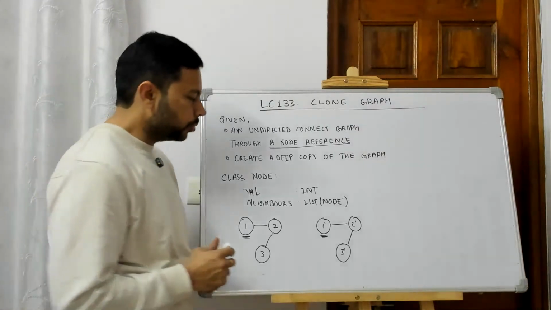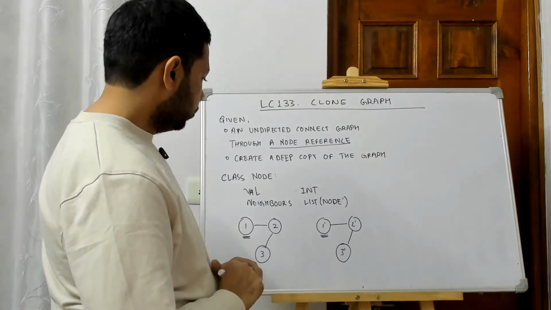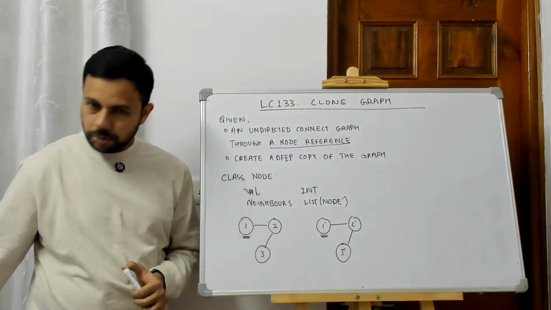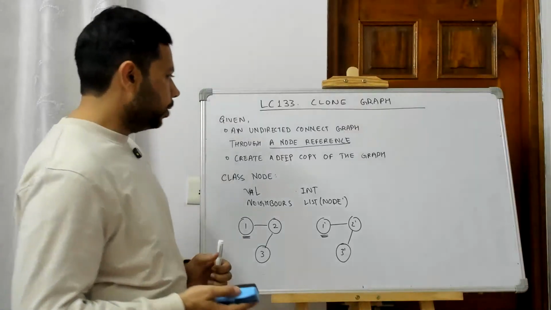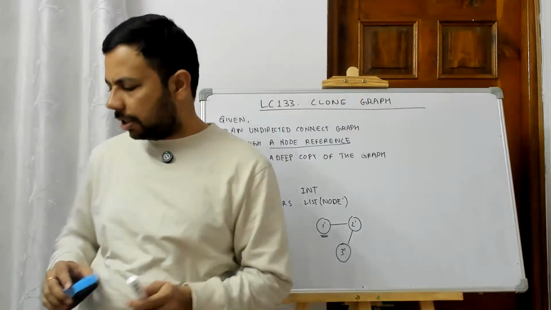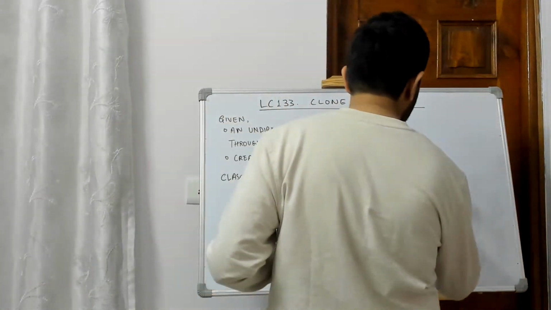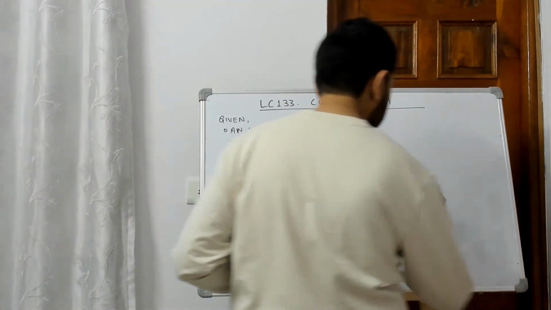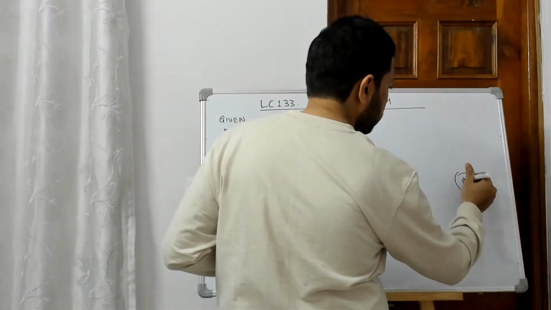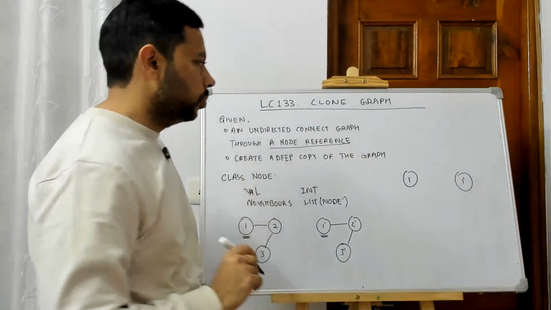How will you do this? Let's do a DFS and try to see how this copy will work. If this was a simple graph with a single node, let's say you had only one as the node, you can directly create a clone of it and send it back. So far, it is good.